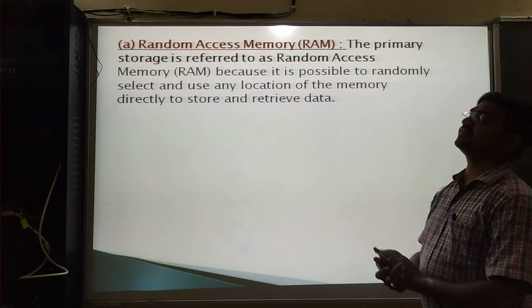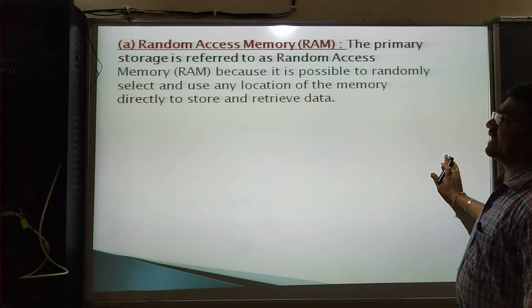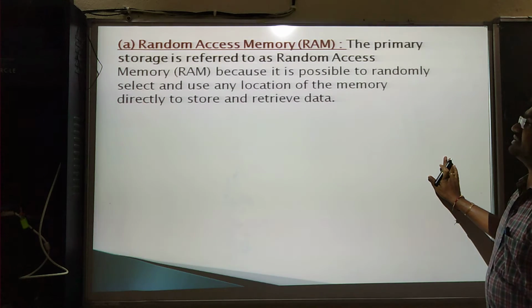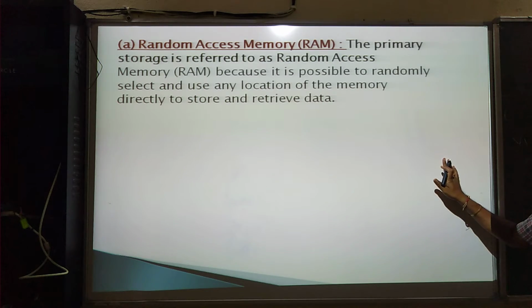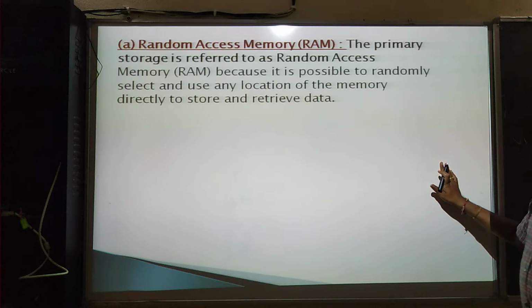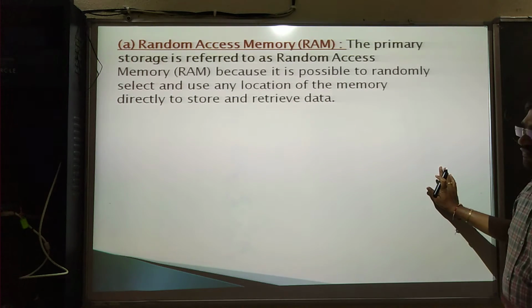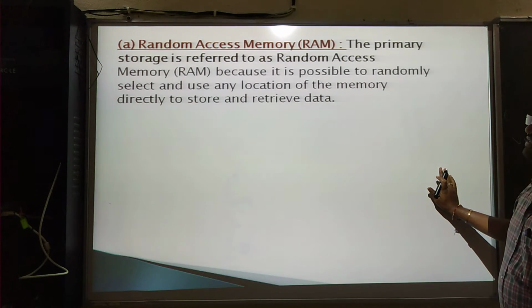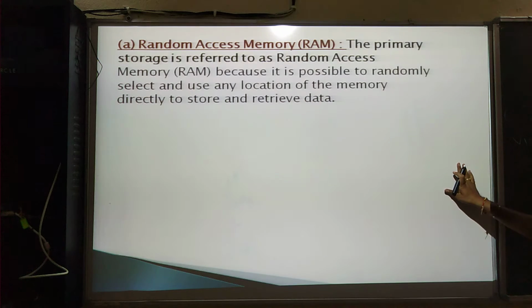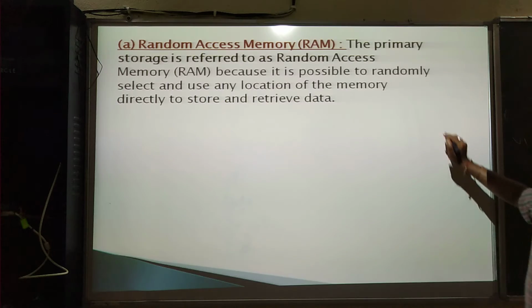So what is the meaning of RAM? RAM means random access memory. The primary storage is referred to as random access memory because it is possible to randomly select and use any location of the memory directly to store and retrieve data.